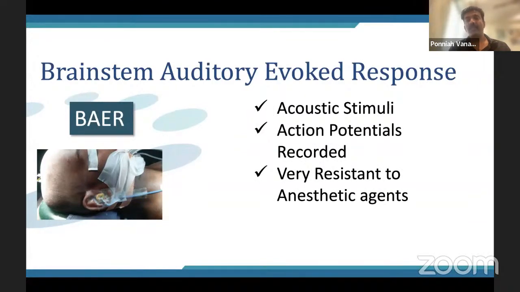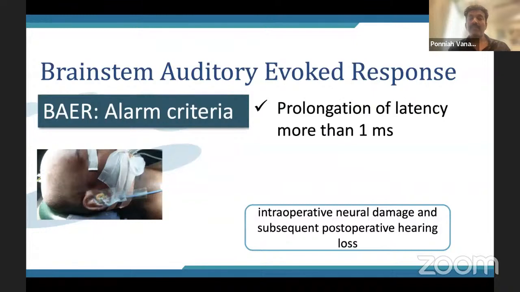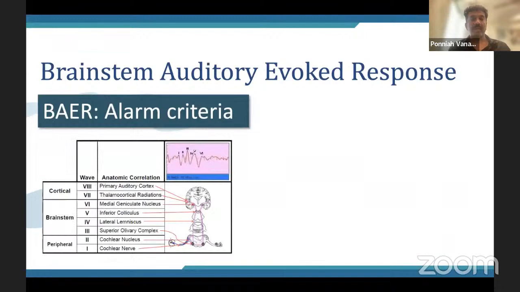And it's very resistant to anesthetic agents. So if you want to monitor only this, any anesthesia technique is okay. We can record this, and the latency and amplitude will be measured. What happens here is, if the latency is prolonged for more than 1 millisecond, or amplitude decreases by more than 50%, then it is considered significant, which predicts that there will be an intraoperative neural damage and subsequent postoperative hearing loss.